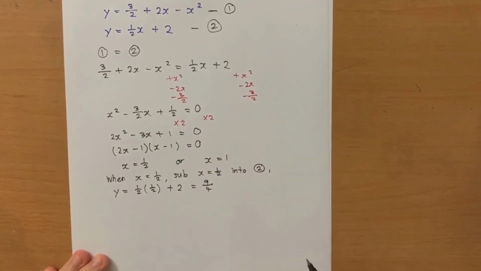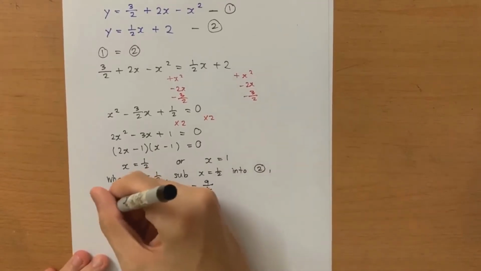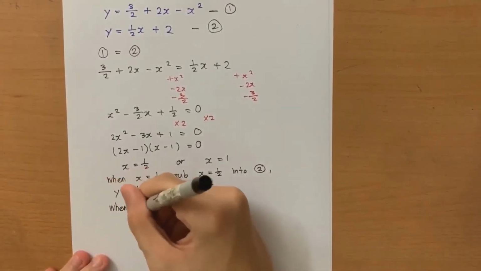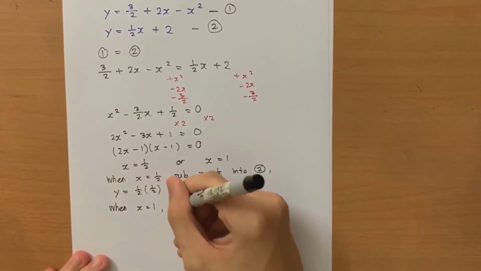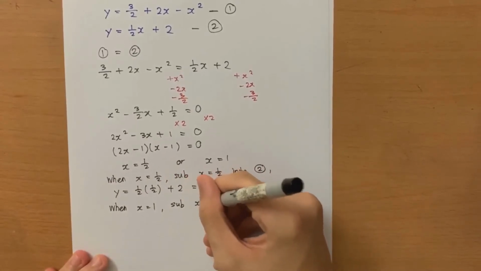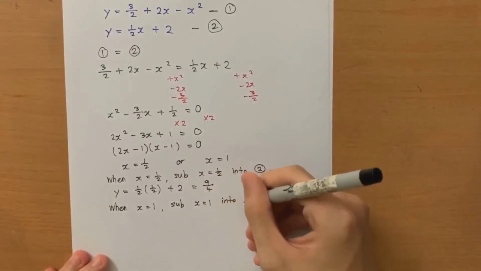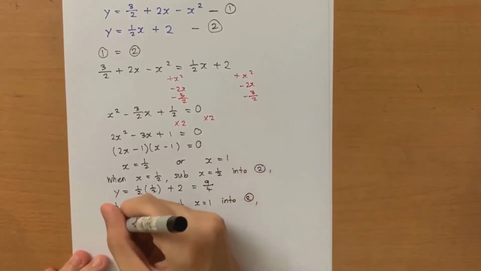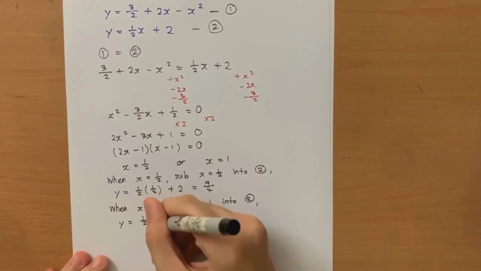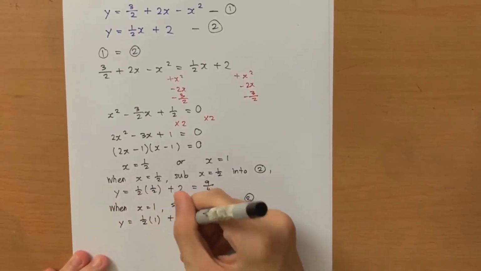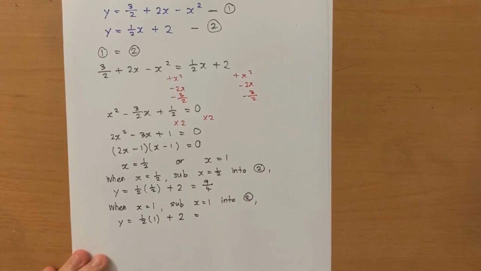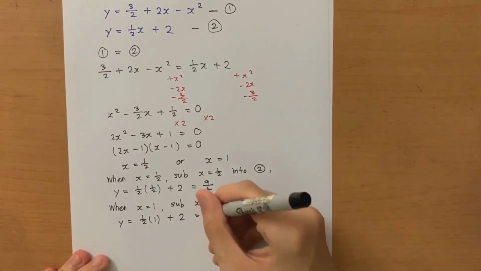So when x is equal to half, y is equal to 9 over 4. What about when x is equal to 1? We are now going to substitute x is equal to 1 into the linear equation once again. So y is equal to half multiplied by 1 plus 2, and that is 2 plus half, which is 5 over 2.